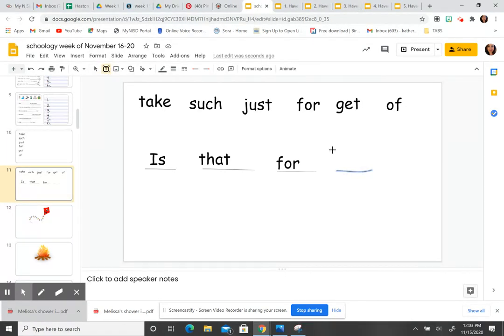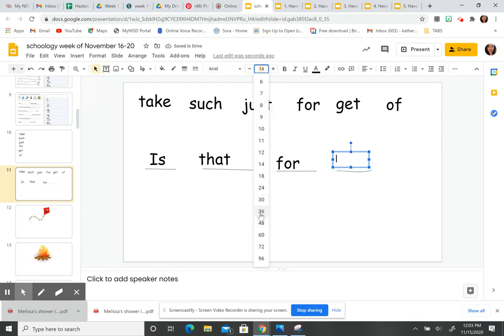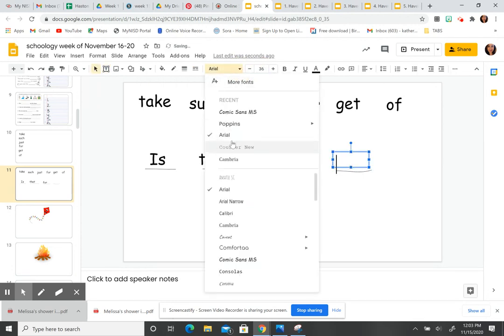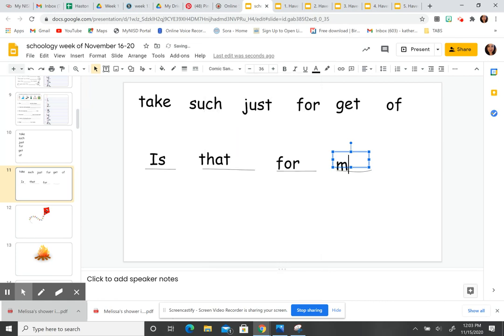E. E. I hear 2 sounds. I hear m and E. Is that for me? And I think, how should we end that? We've got 3 choices: period, exclamation mark, question mark. Is that for me? You should have picked a question mark because it's a question.